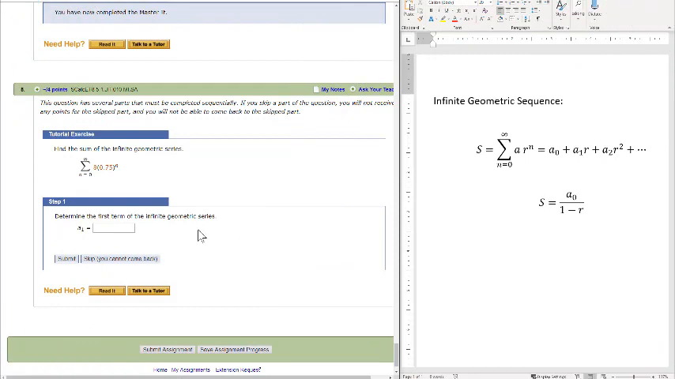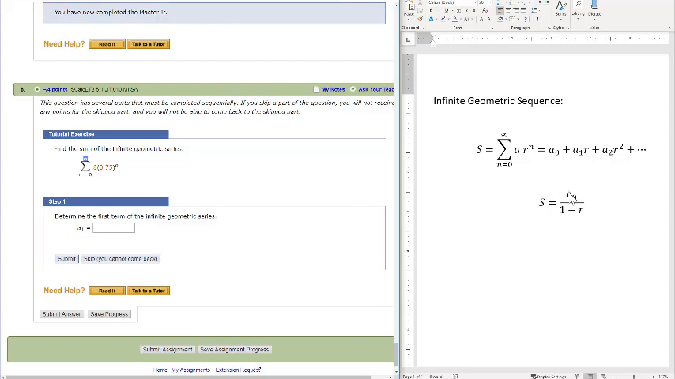Let's do a problem from your lab assignment from section 5.1. Find the sum of the infinite geometric series. So we have an infinite geometric series, a series that has a constant times some value raised to the nth power, where n is the index going, in this case, from 0 to infinity.